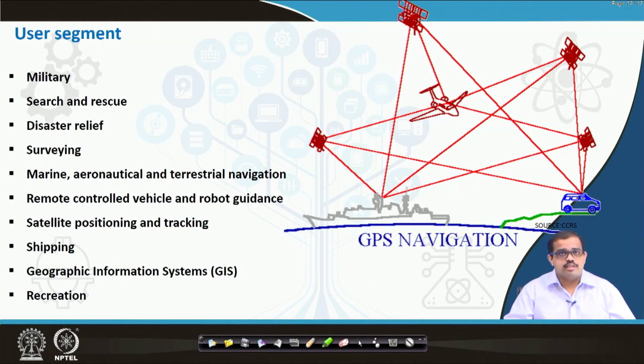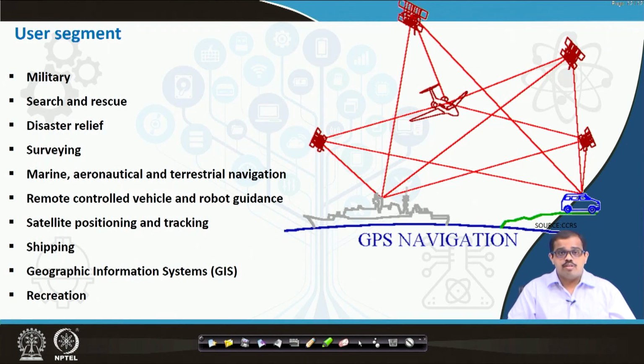Similarly, when you look at the entire user segment, whether it is the military segment, or search and rescue operations, and disaster relief, this is a very major area where the application of GPS has happened in recent years. Disaster has been a very big operative region where GPS is used. Then surveying: manual surveying is extremely tedious, but when you are using a GPS system, it becomes much easier. And marine, aeronautical and terrestrial navigation are all applications as well.